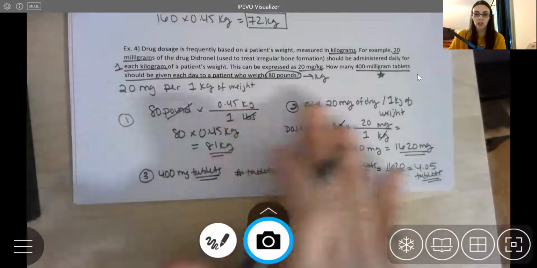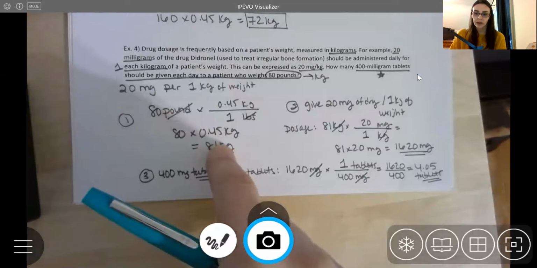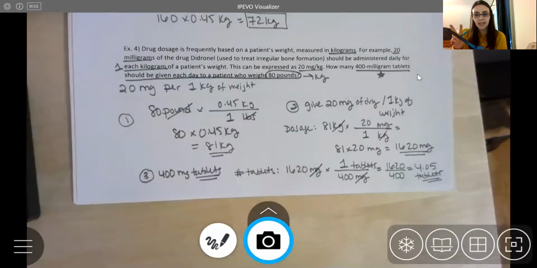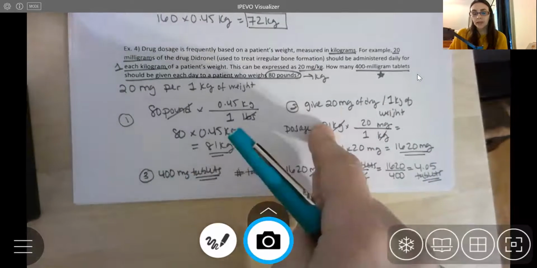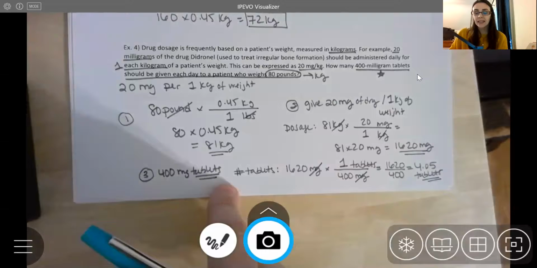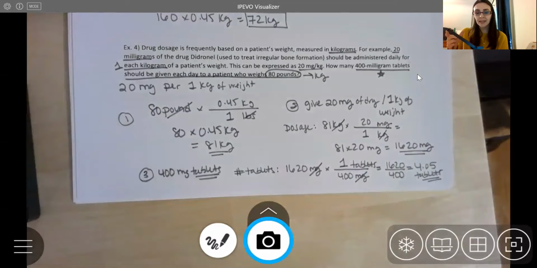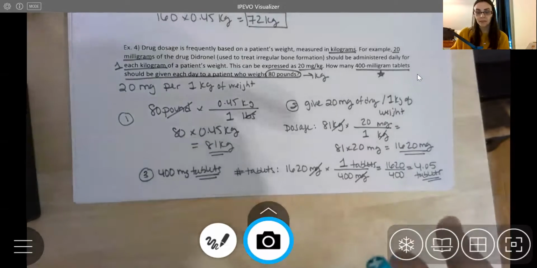So when we're doing medication, the first thing I had to do was change from pounds to kilograms. This is very common. The second thing I had to do was actually figure out the dosage. So now that I know the kilograms, I know how much of the medication they should be getting. And then in this case, I had a third step because my tablets came only in 400 milligram tablets. So I need to figure out how many tablets that person should take. They should take 4 tablets per day.